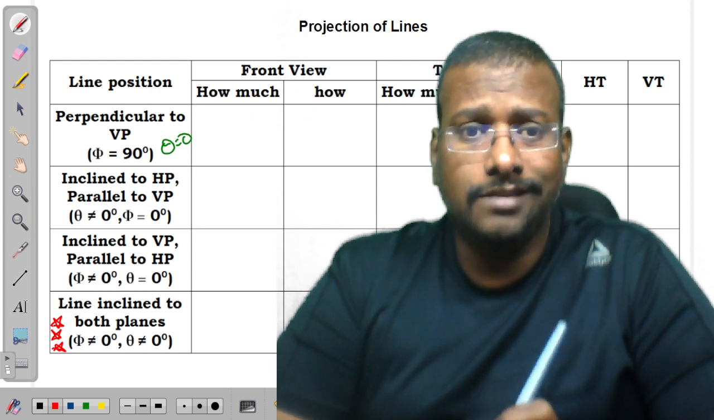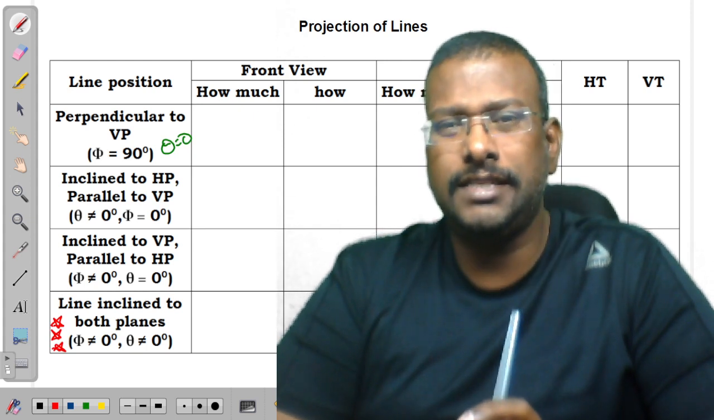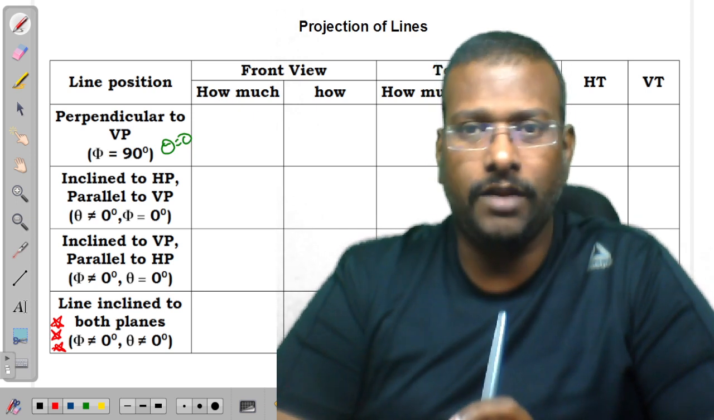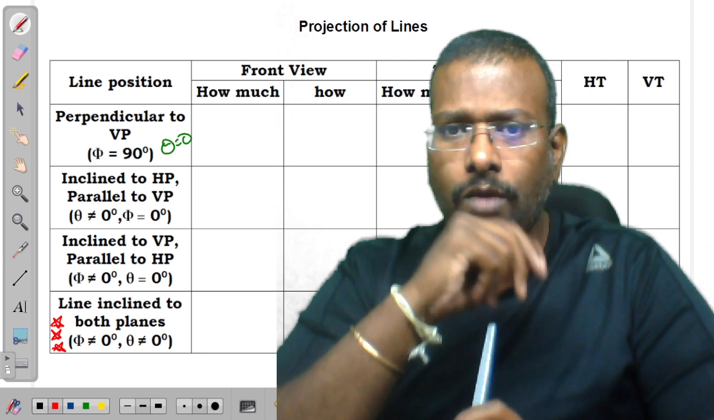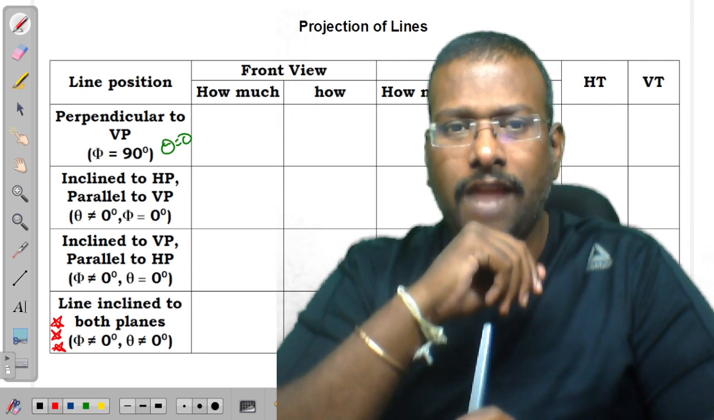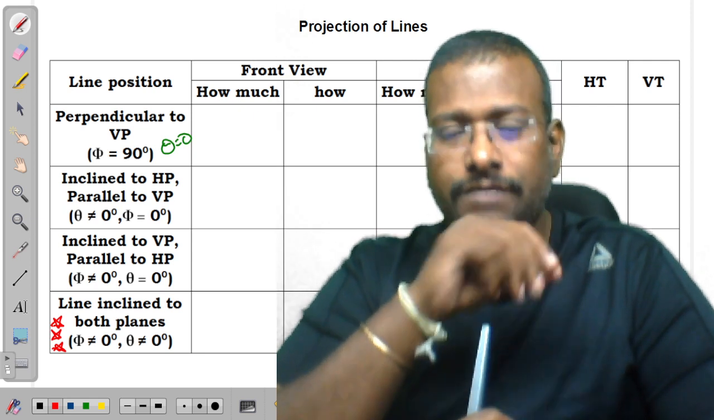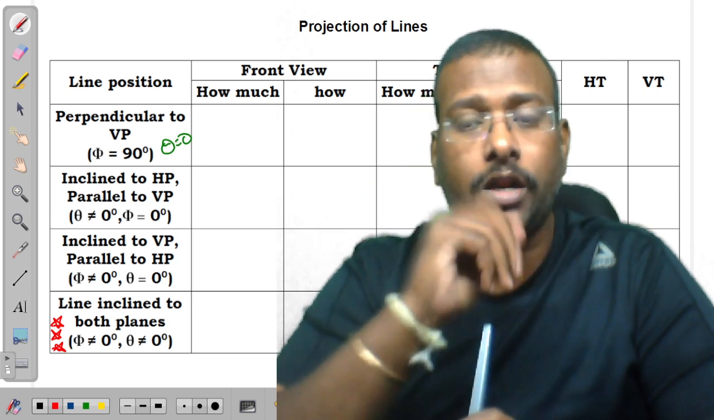That is, the line is inclined to both the planes. I am going to take this as a separate video, in which I will explain. Here I give 8 situations. I will explain 1 or 2 in this video. The remaining ones, you try to do yourself.